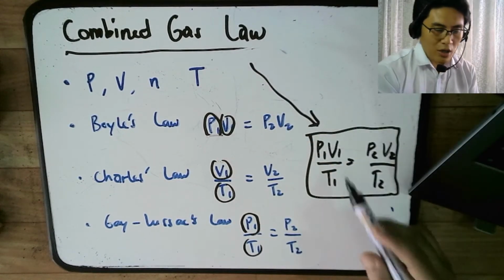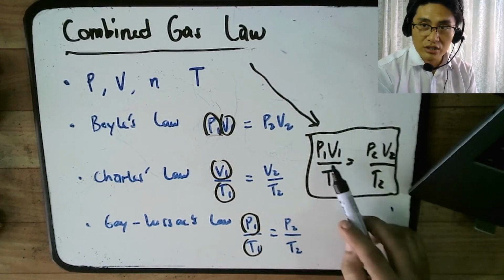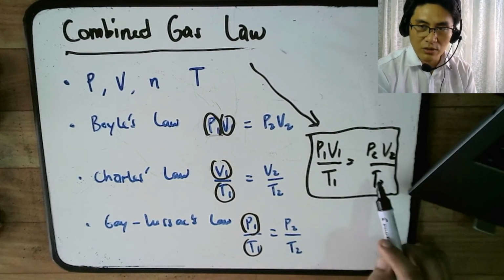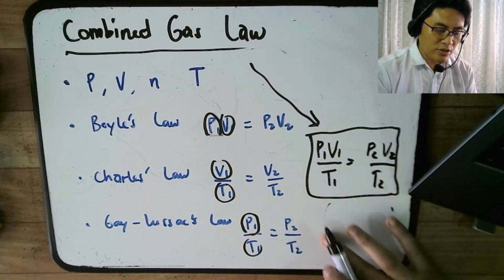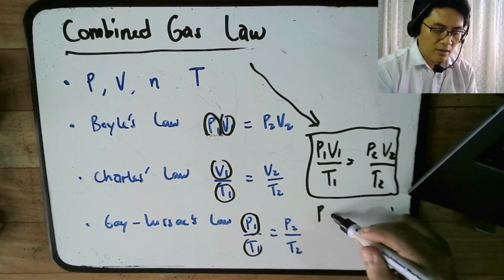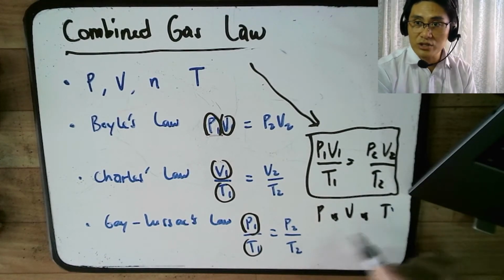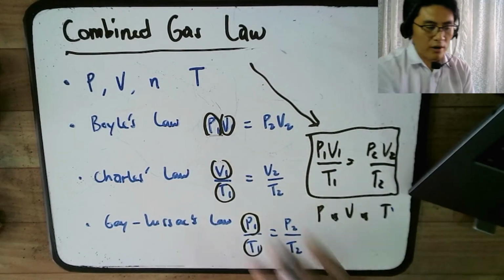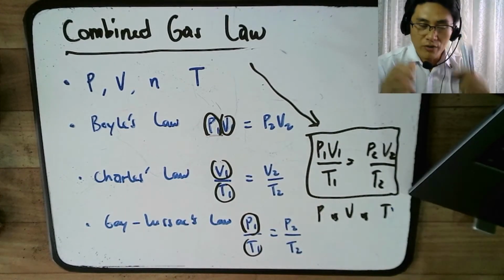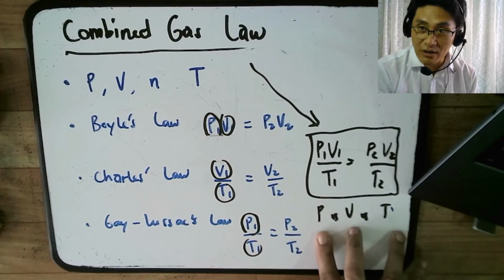And guess what? If you notice here, P1 and V1 and T1 can change. They can become P2, V2, and T2. So therefore, because you are now looking at the relationship of P versus V versus T, you're looking at a three-way relationship, unlike in Boyle's law, Charles's law, and Gay-Lussac's law, where you are only looking at the relationship of two variables. In this case, you're looking at the interrelationships of the three variables.